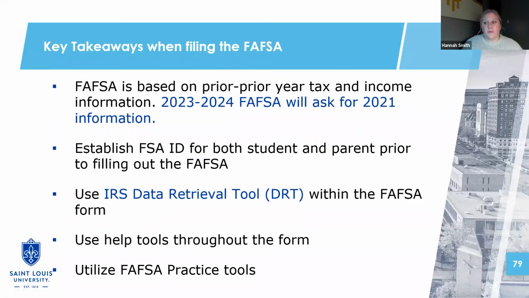So as we're going through the form, again, seniors this year, you're going to be filing that 23-24 FAFSA, and you're going to be basing that on the 2021 tax and income information. You'll need to establish that FSA ID before you start that FAFSA form for both the student and one parent that's going to be listed on the FAFSA. Use that IRS data retrieval tool within the form if you're eligible for it, and then definitely use those question marks, use those help tools throughout the form as well.